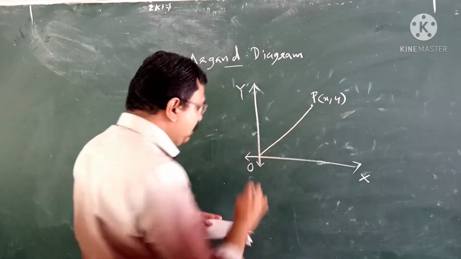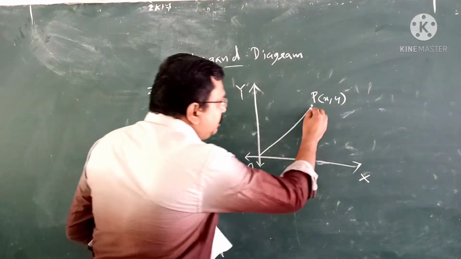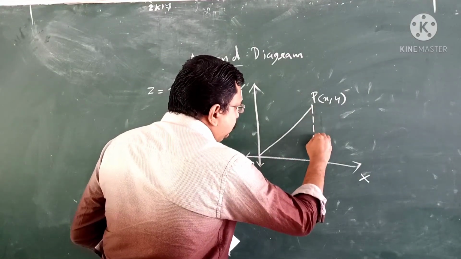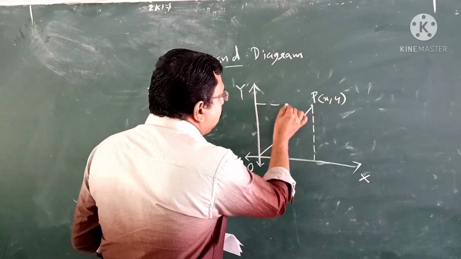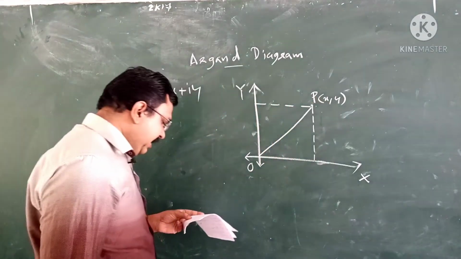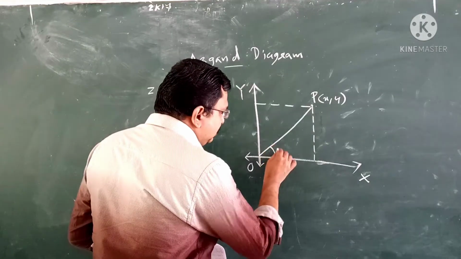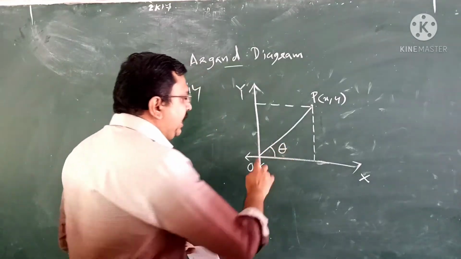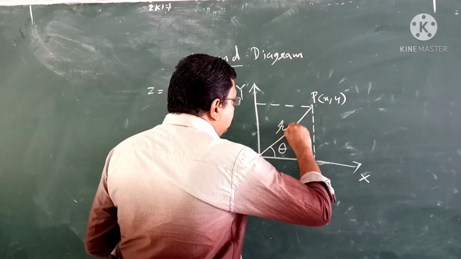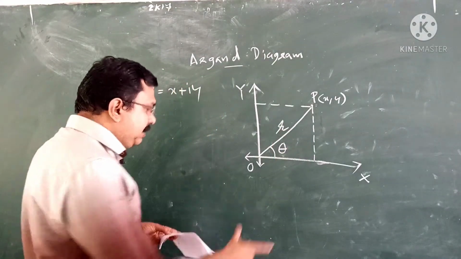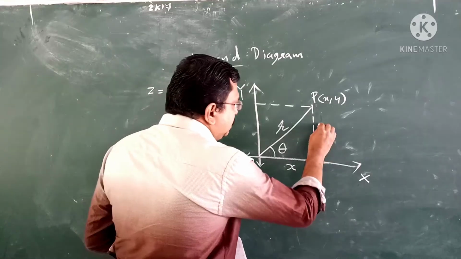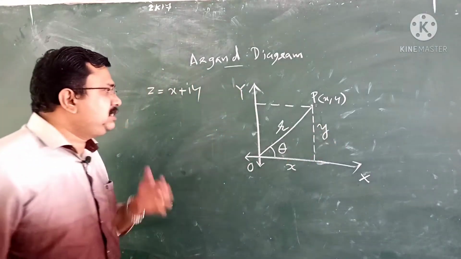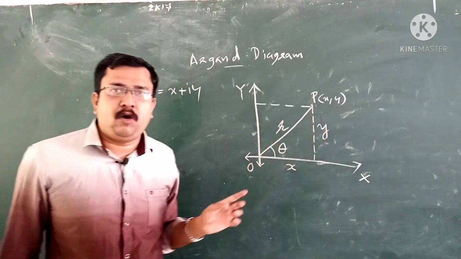Here this is theta, the angle, and OP is r, small letter r, and here is the distance x and here is the distance y. This is the representation of a complex number.